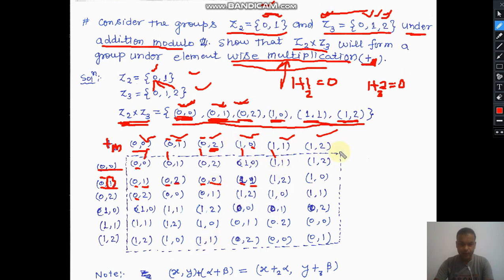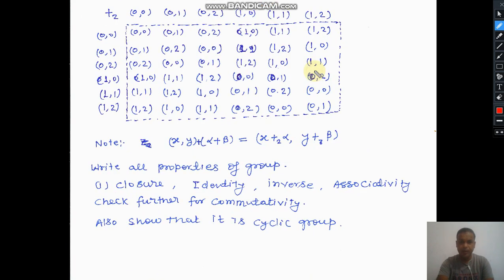Following this process, we can generate this composition table, and after generating it, we will write all 6 properties of a group. To write the closure property, you will write in the composition table that the addition composition of each to each ordered pair is available, and no new element is generated after adding any two ordered pairs. So the closure property is satisfied here.